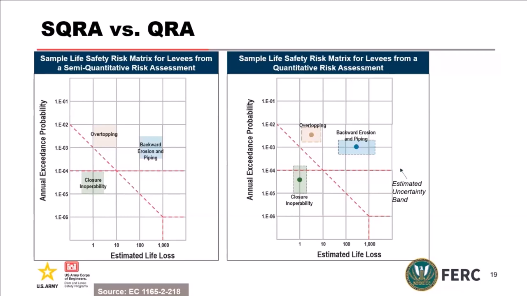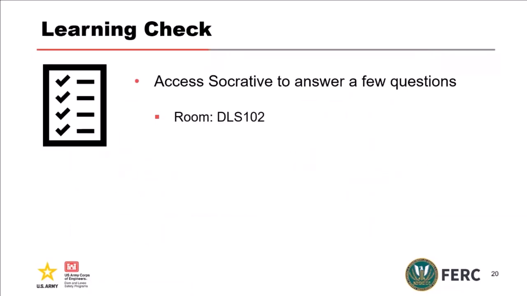All right, so we have a learning check. We will go ahead and get started with question number one. Risk is a product of the one, probability of the load on the structure, two, probability of poor performance given the load, and three, consequences resulting from the poor performance given the load. That was a true or false question, and 95% of you answered correctly with true.